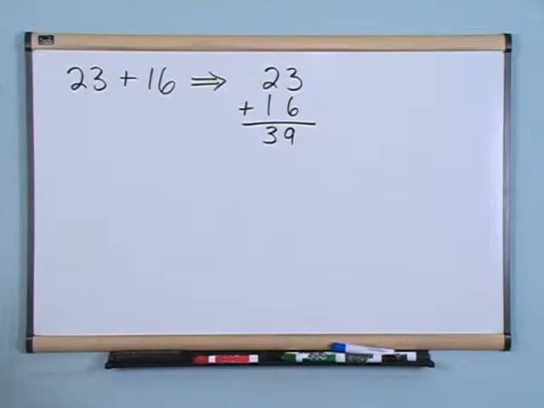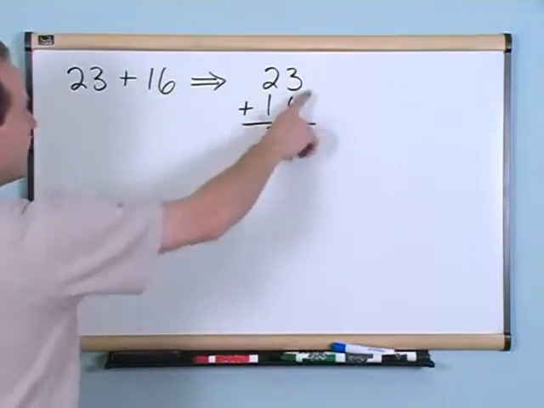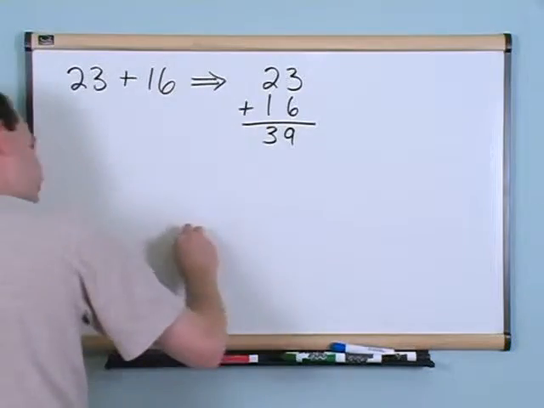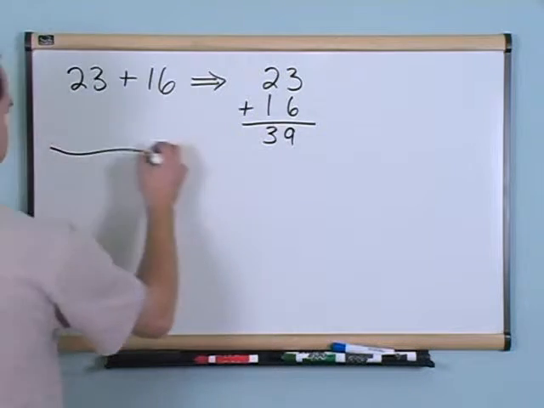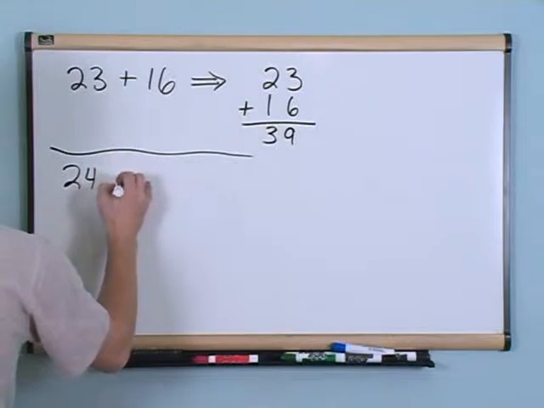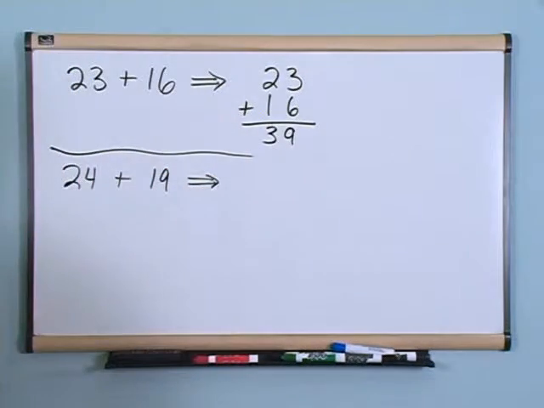Now you can see right now that this is much, much easier than counting all of this on your fingers, because then you would have to put 23 circles down and then 16 more circles down, and you have to count them all up. And this turns out to be much, much better. Okay? What if you had 24 plus 19? How would you do that?